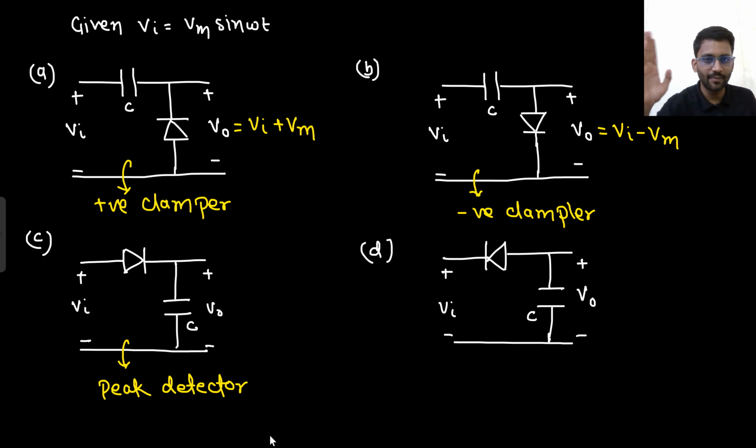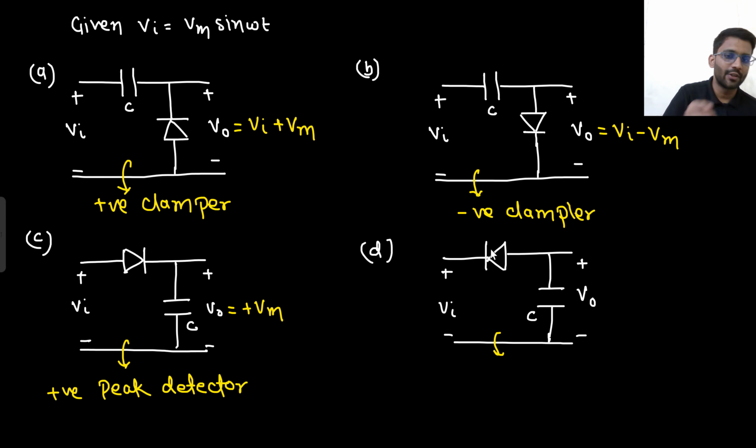If you are applying plus Vm, what will be our output? Output will be plus Vm. This is the positive peak detector. And what about this one? How will you turn on this diode? When you apply minus Vm, your output would be minus Vm only. Because here this is the N side, you have to apply minus Vm. So if you are applying minus Vm, your output will be minus Vm only, right? This is the negative peak detector.